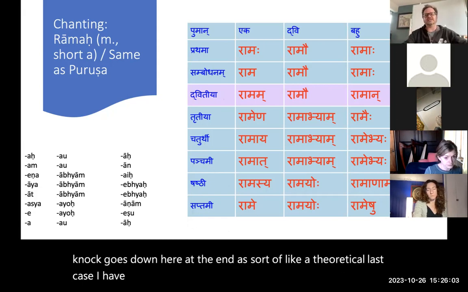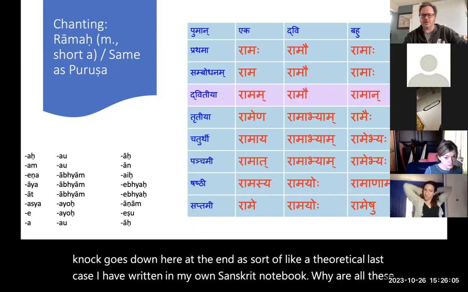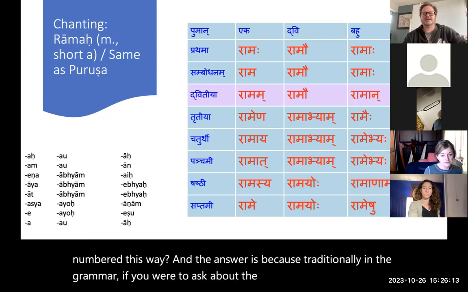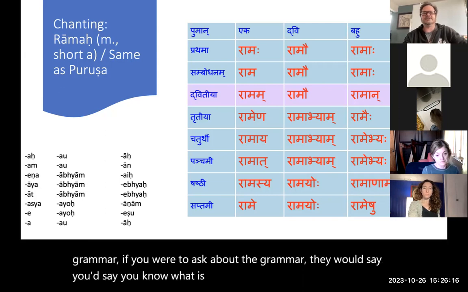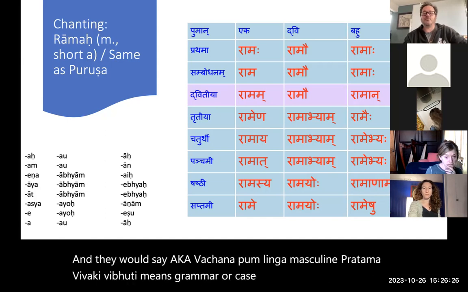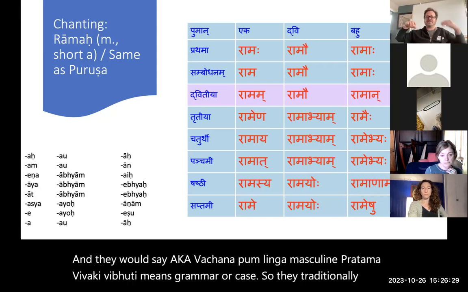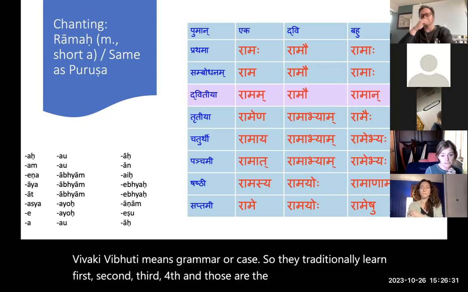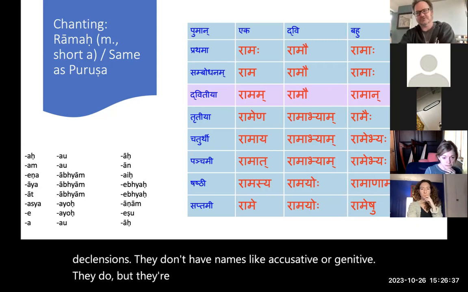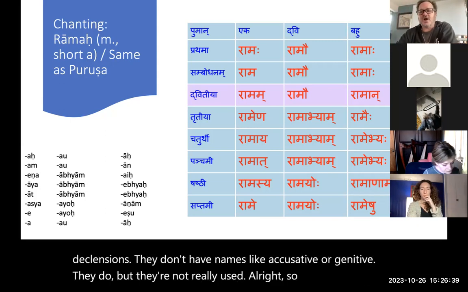I have written in my own Sanskrit notebook, why are all these numbered this way? And the answer is because traditionally in the grammar, if you were to ask what is Rāma, they would say ekavachana, pumlinga, masculine, pratama vibhakti. Vibhakti means grammar or case. So they traditionally learn first, second, third, fourth, and those are the names of the declensions. They don't have names like accusative or genitive. They do, but they're not really used.